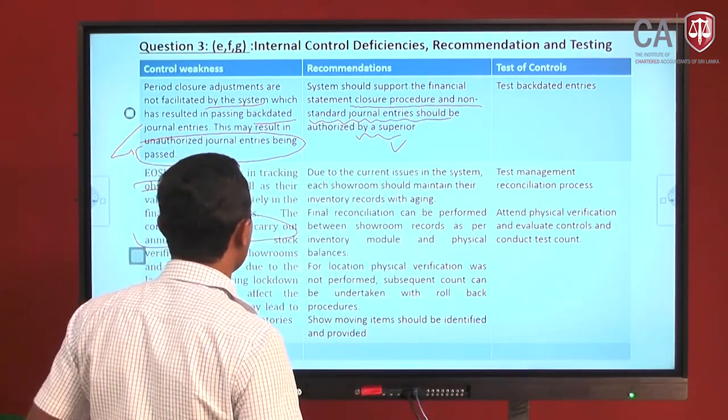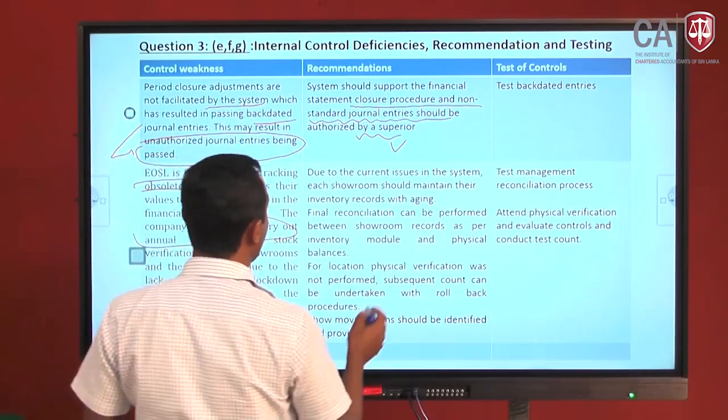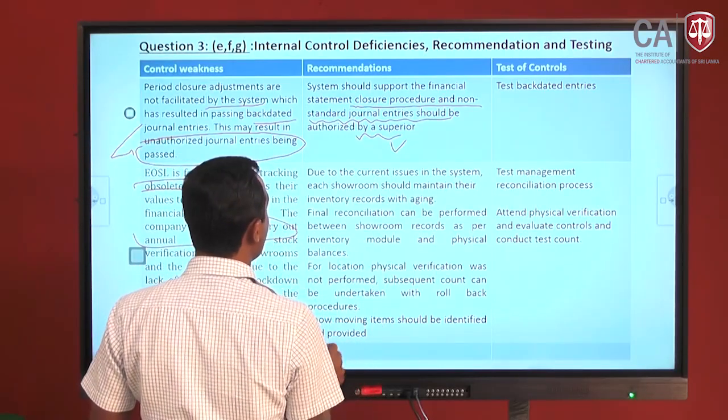Now, the problem is due to the current issue in the system, each showroom maintain their inventory records with aging, right.